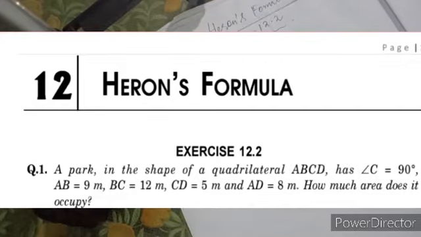So in exercise 12.2, first question: a park in the shape of a quadrilateral ABCD has angle C equal to 90 degrees, AB equal to 9 meters, BC equal to 12 meters, CD equal to 5 meters, AD equal to 8 meters. How much area does it occupy? Okay, so you have this question number 1.